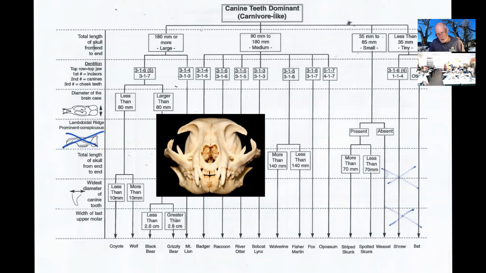Then the next thing we're going to do, if you look on the left-hand side at the top of the paper, it says total length of the skull from end to end. So you're going to need a ruler, and you have to make sure it's in centimeters. You may need to double check with each other that you know how to measure centimeters and also down to millimeters.